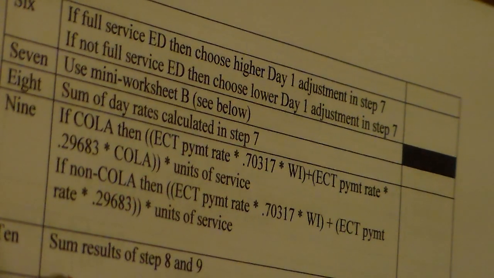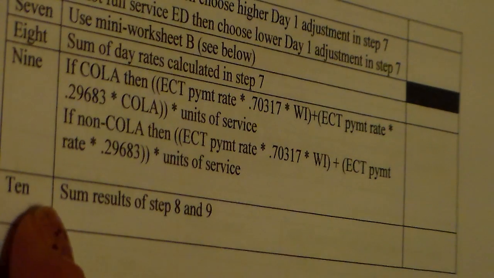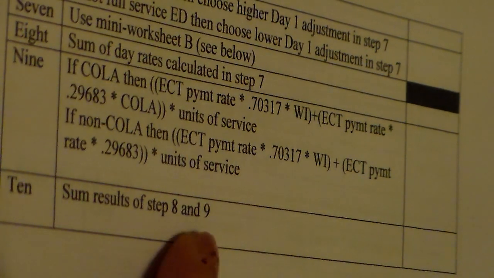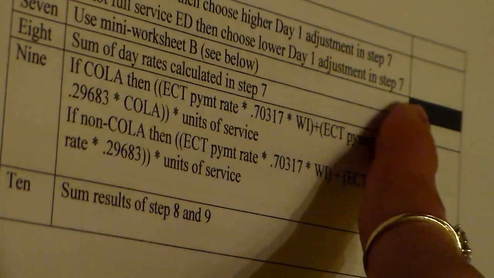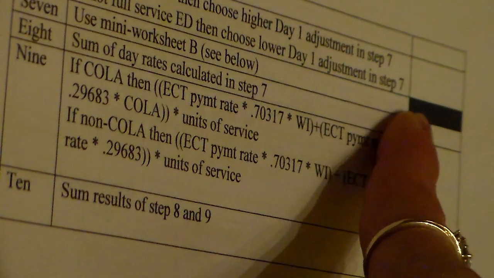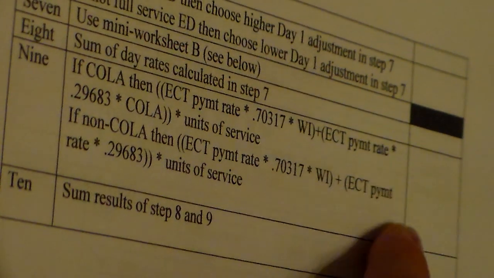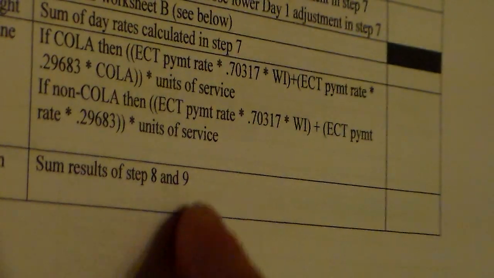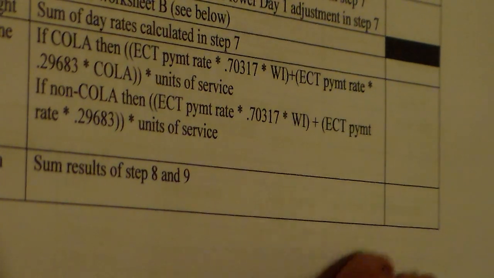So for step 10, our final step in this part of the application exercise, is to sum the results from step 8 and 9. So you're going to have step 8 and step 9, you're going to add those two together, and this is going to be for the entire stay for this particular patient, what the charge is going to be, what the hospital can expect to be reimbursed. You're going to have that total amount here in step 10.